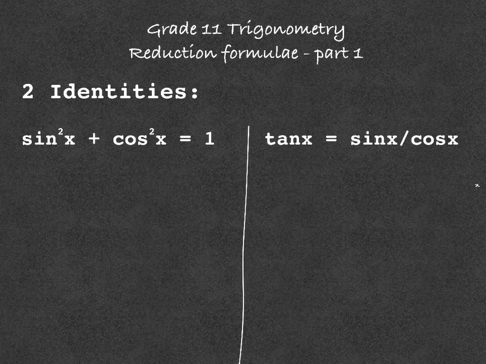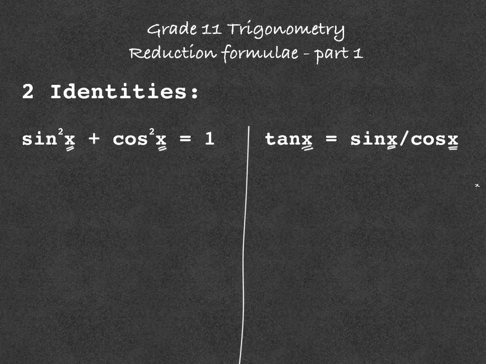So first of all, what is an identity? An identity is an equation that is always true for any given values, as long as these angles are of course the same. So in other words, sine squared of any angle, think of that angle, plus cos squared of that same angle is equal to 1. That's always going to be the case. Similarly, tan x is equal to sine x divided by cos x. Tan of any angle is equal to sine of that angle divided by cos of that angle.